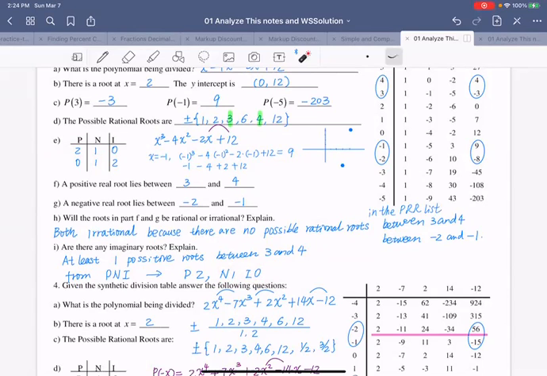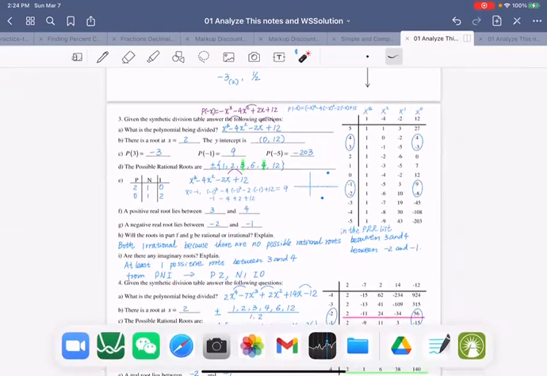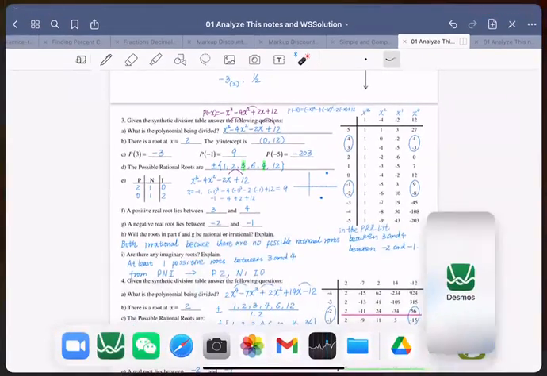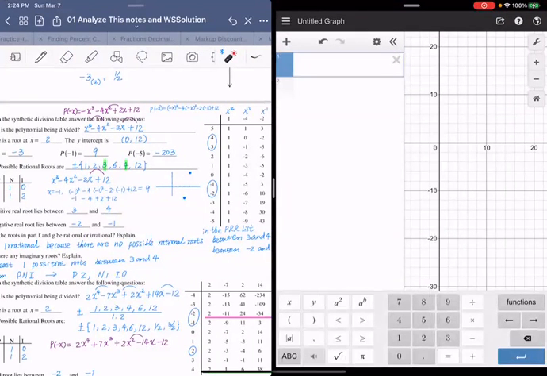Okay? And you might wonder, is this really true? I haven't drawn this one. How do I tell? Well, for the test, you are not allowed to use a calculator, but for understanding, you can use a calculator to verify.